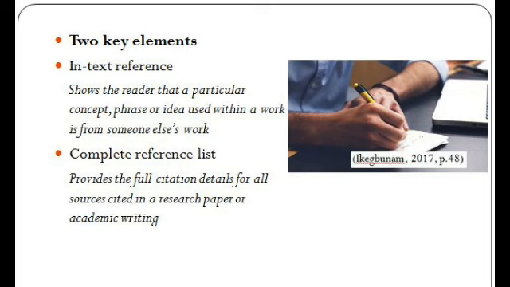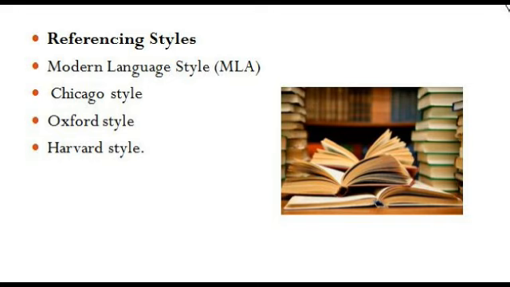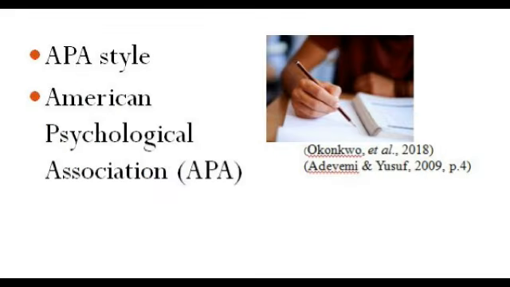That is the list of all the people whose works you cited or referred to. So remember, we are looking at the APA style, but there are several referencing styles used in writing research papers, among which are modern language style, that's the MLA style, Chicago style, Oxford style, and Harvard style. One of the most popular of these referencing styles is APA style, the one we are focusing on. The full meaning of APA is American Psychological Association.